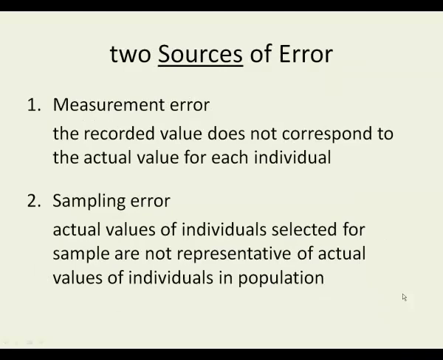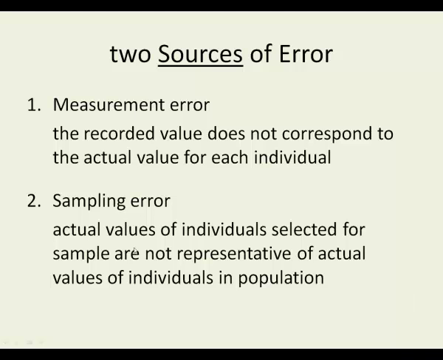First, we'll talk about sources of error. Well, one of them is called measurement error. That's when, for each household you go to, the recorded value doesn't correspond to the actual value for each individual. And let's remember here that an individual doesn't have to be something like a household. It could be, say, a tree. So you're measuring the diameter of a tree. It could be that you don't quite measure it correctly for each tree. Or if it is a person, you're talking to the person about the age, you don't get the age correctly.